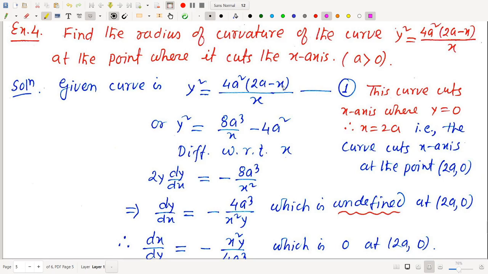Twice a minus x0. Therefore x is twice a. Therefore the curve cuts the x-axis at the point (2a, 0). So we need the radius of curvature at (2a, 0). So now we find dy by dx and d square y by dx square, the first derivative and the second derivative.